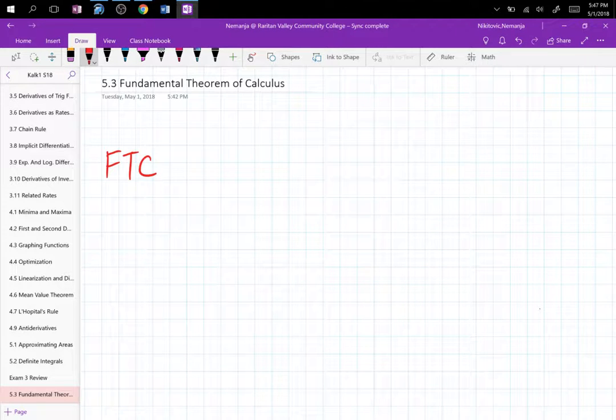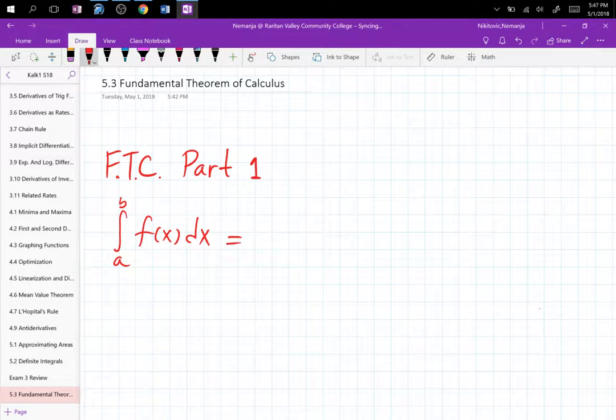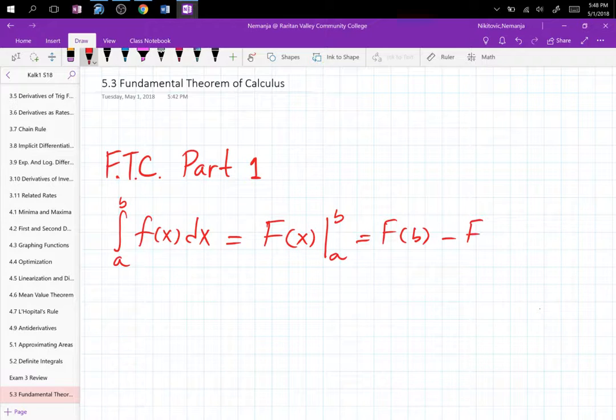So, fundamental theorem of calculus part 1 is the process of computing the definite integral. So, I have the integral from a to b of f of x dx is equal to the antiderivative F of x computed from a to b, which is F of b minus F of a. So this is fundamental theorem of calculus part 1. And we did many examples last class. It is just a calculation. You get the number at the end, and that's that.